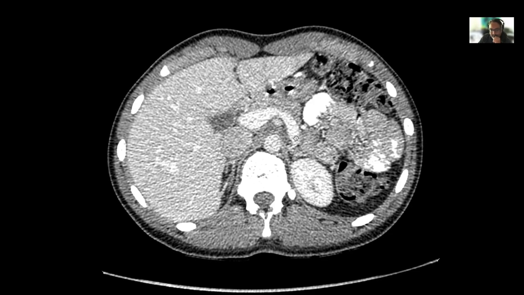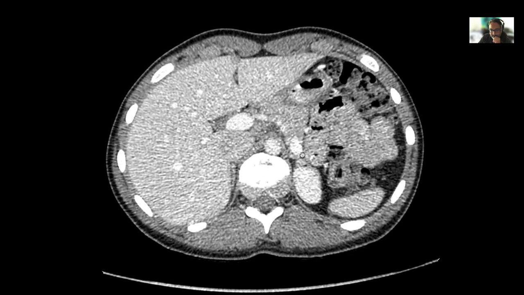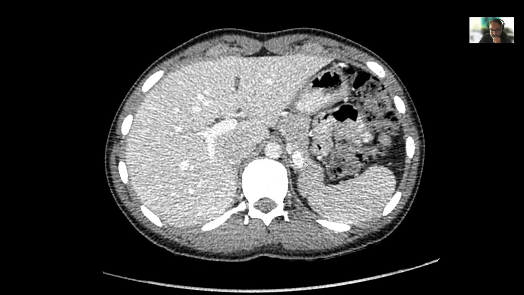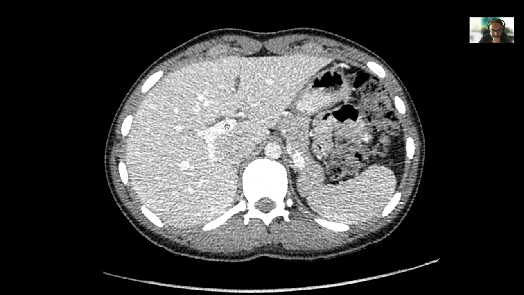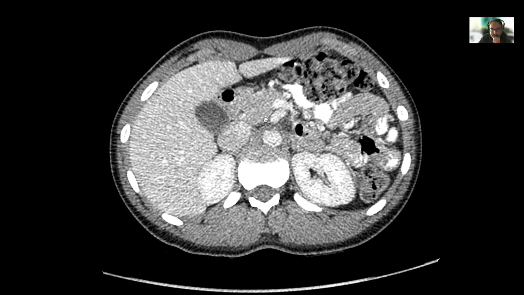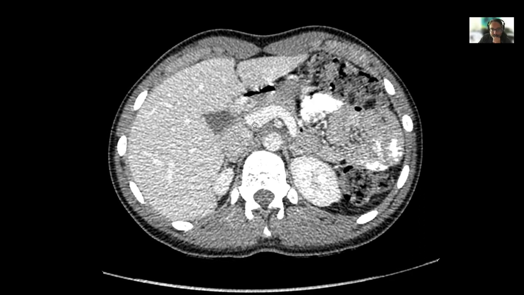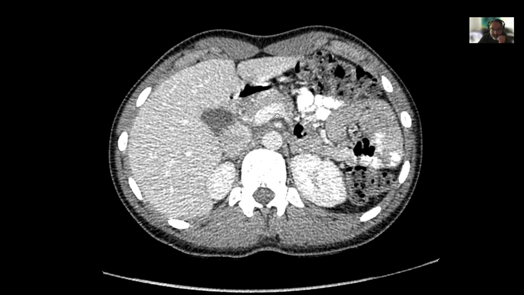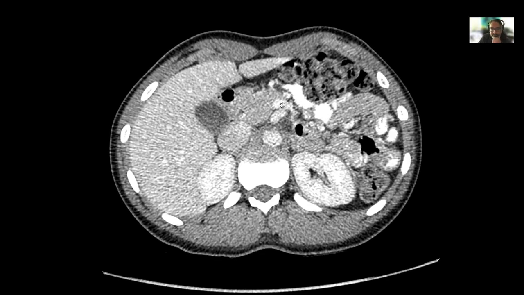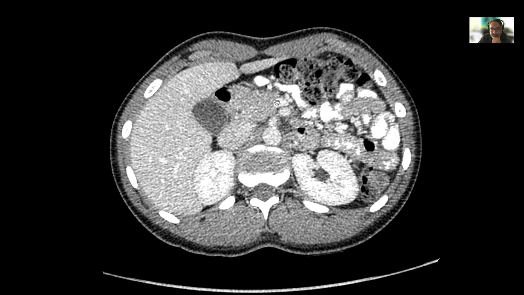So we found the splenic vein. We found the portal vein. So where is the superior mesenteric vein? If you follow the portal vein, let's follow this. Now we've got it joining the splenic vein. Now I'm going to keep moving inferiorly. You see that vein? That is the superior mesenteric vein.